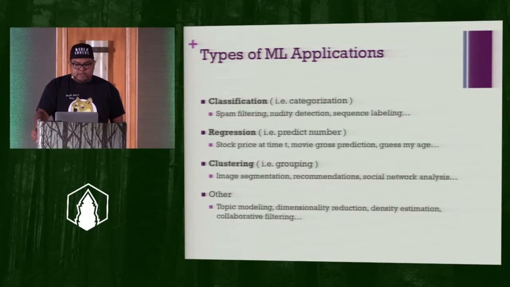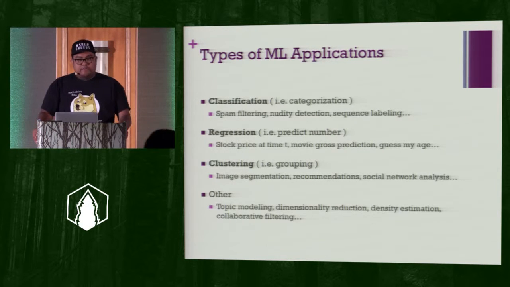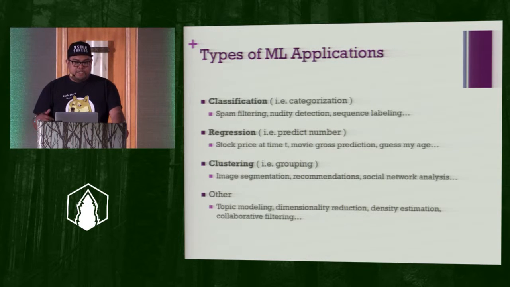Generally speaking, machine learning applications fall under a few different buckets. There are classification algorithms, which are used to categorize what type of thing something is. For example, spam filtering or nudity detection broadly fall under this umbrella. There's also regression problems where you're trying to focus on the task of predicting some continuous number. For example, you might be interested in finding the stock price of something, or predicting the age of someone, or how much money this movie might gross.